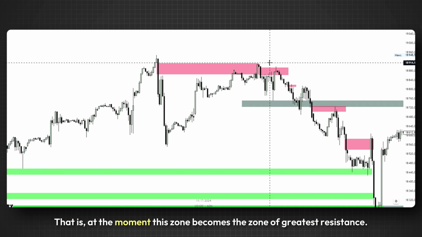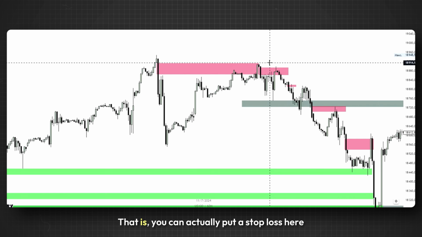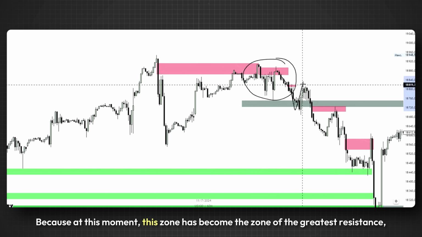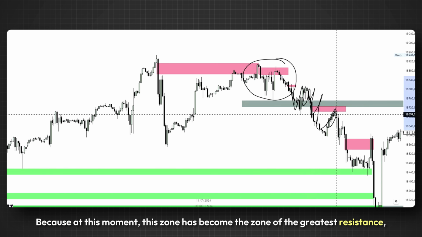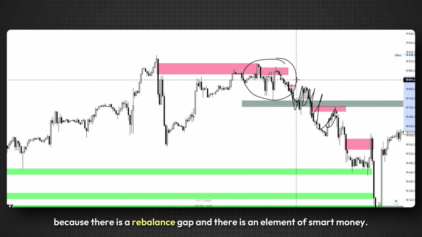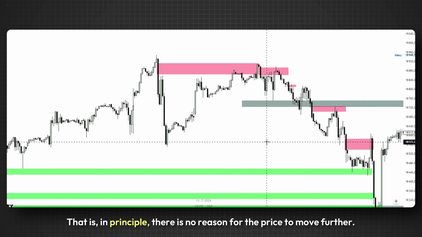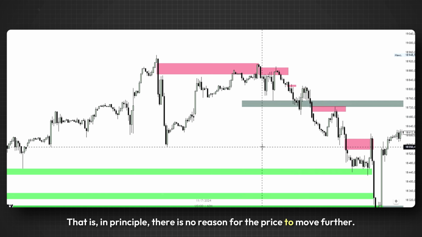That is, at the moment, this zone becomes the zone of greatest resistance. That is, you can actually put a stop loss here or put a stop loss here and not be afraid of being pulled down there. Because at this moment, this zone has become the zone of the greatest resistance because there is a rebalance gap and there is an element of smart money. That is, in principle, there is no reason for the price to move further. And at this moment, when this rebalancing occurred, this point became the point of greatest resistance.